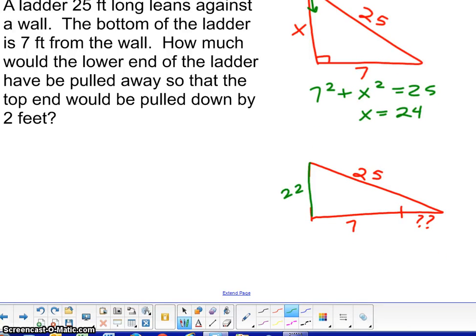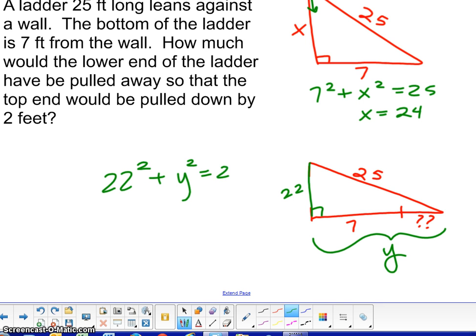Okay, now if we know that this is a right triangle, then the Pythagorean theorem also will let us find this other side. So I'm going to call that y. y squared plus 22 squared equals 25 squared. And when you solve for y squared, you end up with y equaling 11.9. So just do the Pythagorean theorem to get that.